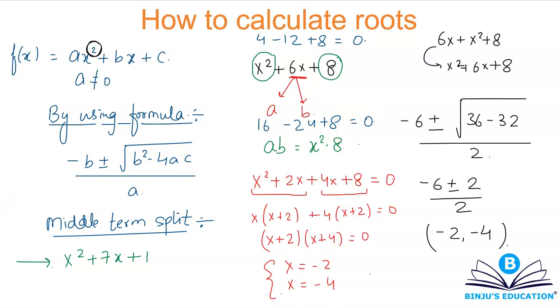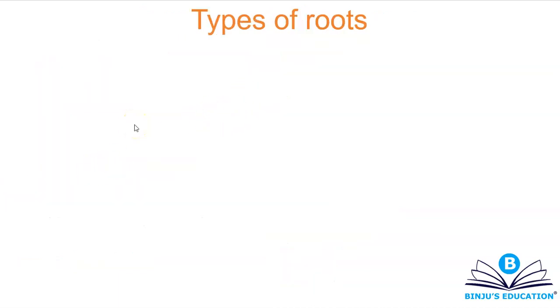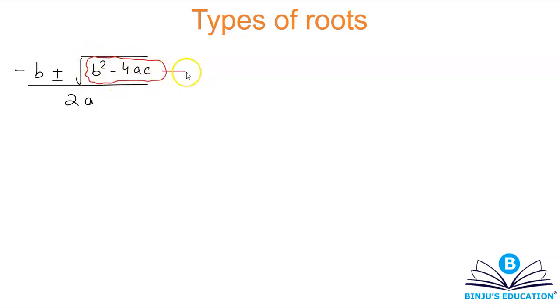Alright, next thing is the types of roots. Now when you talk about this formula, minus b plus minus under root of b square minus 4ac divided by 2a, the part that you have within the under root, b square minus 4ac, goes by the name of discriminant and is represented by the letter D. You can rewrite your formula as minus b plus minus root D divided by 2a.